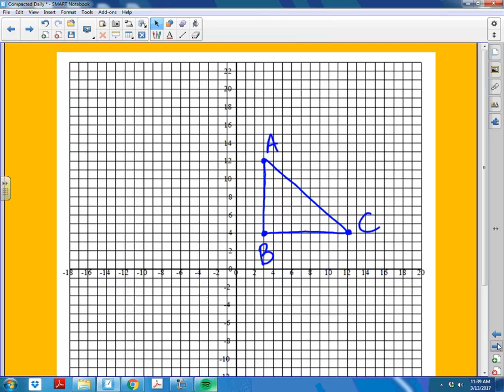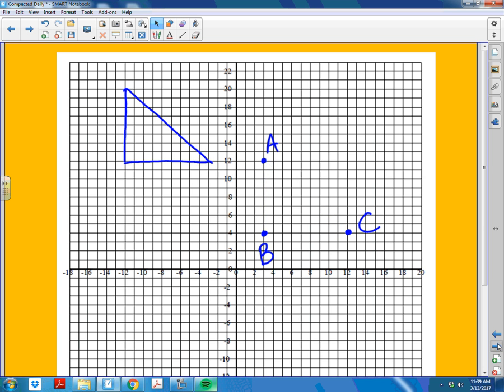If I translate it, then it should look exactly like this. It will just be located somewhere else on my coordinate grid.